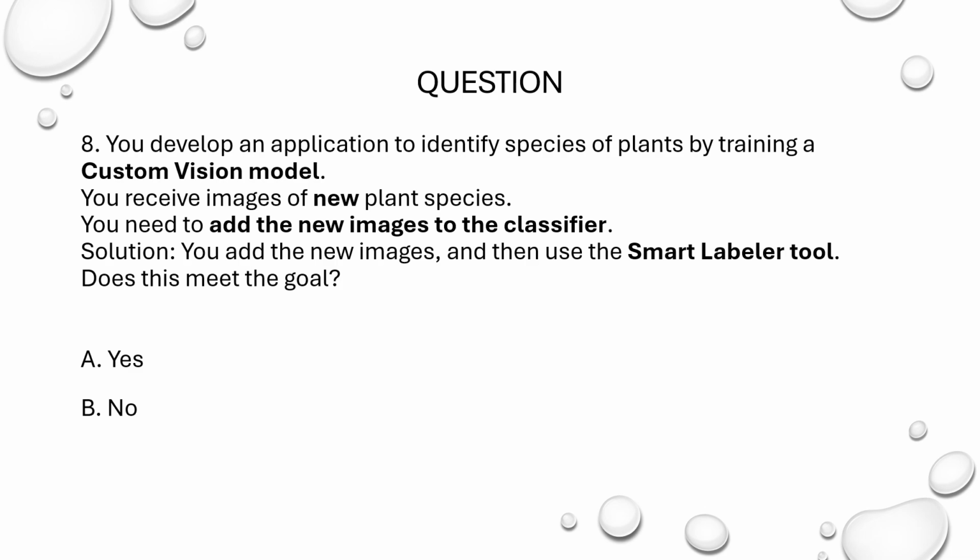There is an already existing custom vision model which is already trained with images. Now we have images of a new plant species, and we have to train the model to identify that new species. So we have to check whether the solution stated in the question satisfies this requirement. Now we have no idea what a smart labeler tool is. So first let us go to the documentation and see what a smart labeler tool is and what it is meant to do.